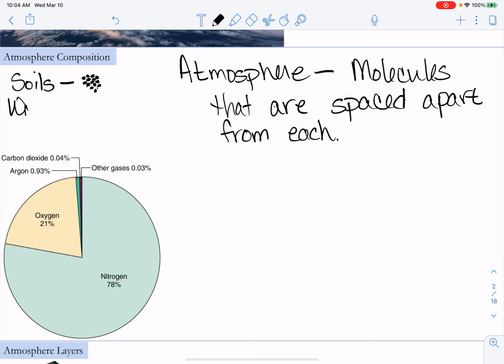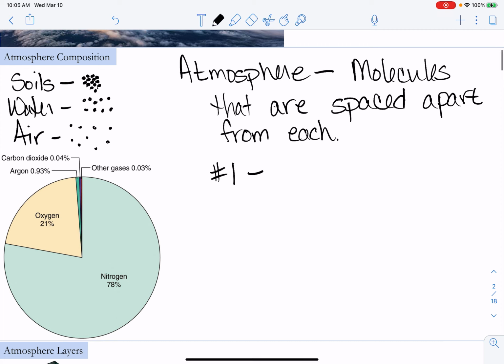When it comes to water, they're further away from each other. So there's more space in between the little particles. And then when it comes to air, there's actually a lot of space between the particles. So it's a gas instead of a liquid or a solid. And the majority of our atmosphere is actually made up of nitrogen. So the number one molecule or number one element in our atmosphere is actually nitrogen.